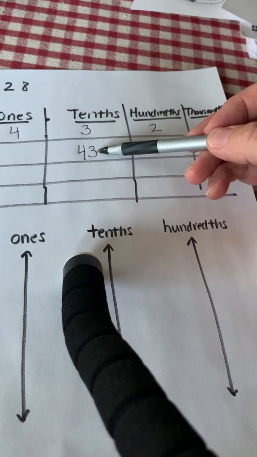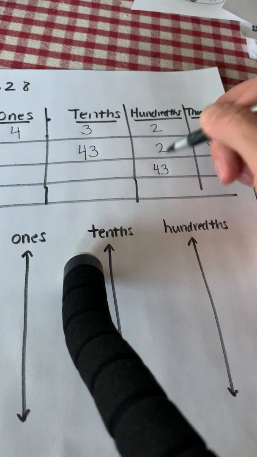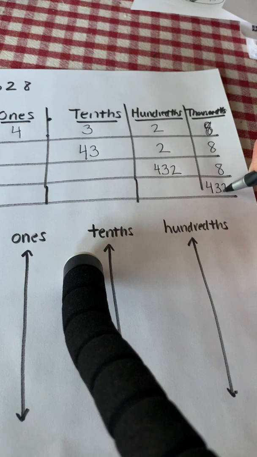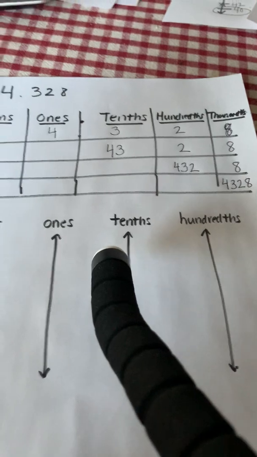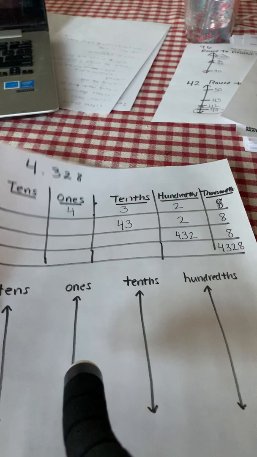All right, you probably wrote 43 tenths would change to 432 hundredths and 8 thousandths. Next, rewrite this number using only thousandths. Press play when you're ready to check your work. All right, you wrote 4,328 thousandths. Okay, your place value chart should look like this. If it doesn't, press play and fix it. You want it to look like this. This will help you with your rounding.